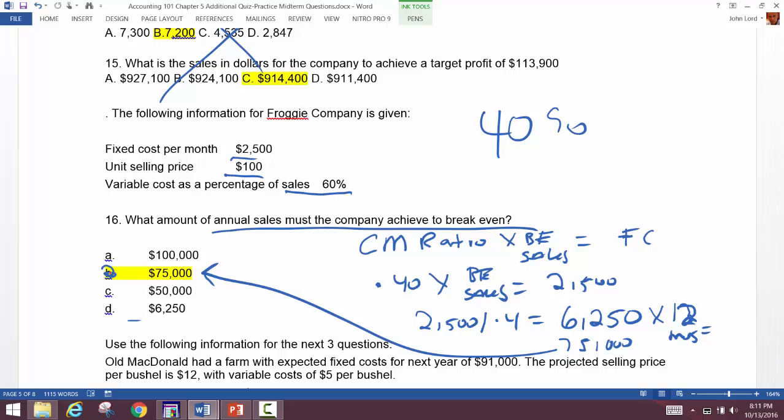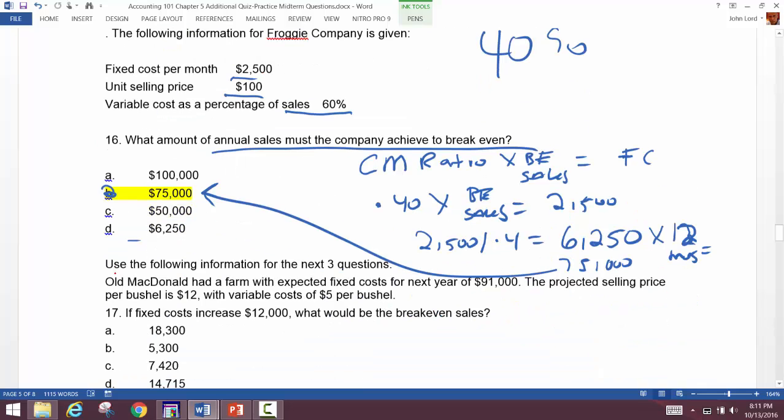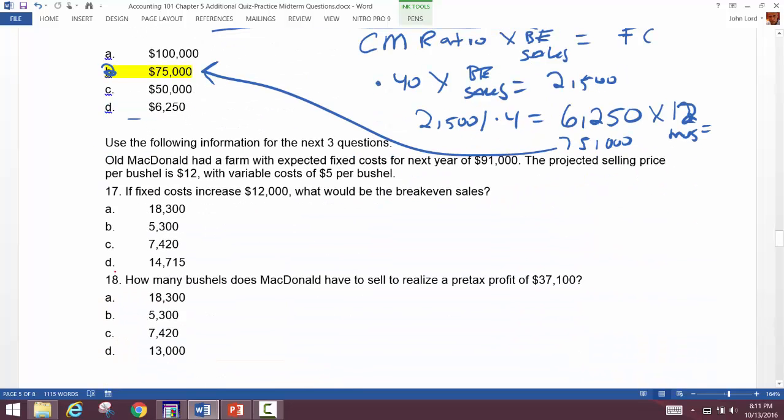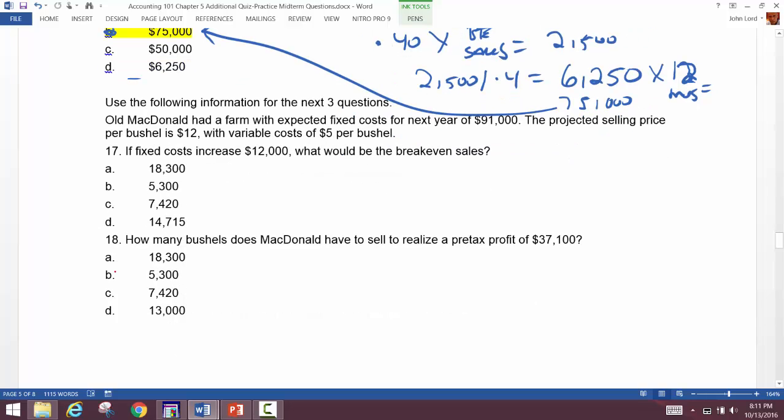Okay, good. Let's take a look at another one. I didn't make this up. Old MacDonald had a farm. They had expected fixed costs for next year of 91,000. Projected sales price per bushel is 12. Variable cost is $5 per bushel. And they want us to say the break even in units if fixed cost increase $12,000.